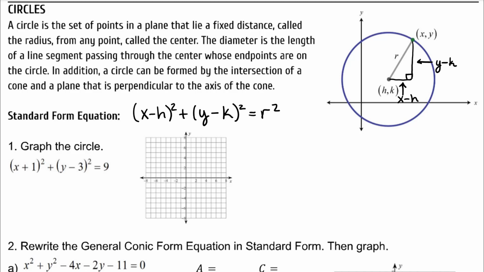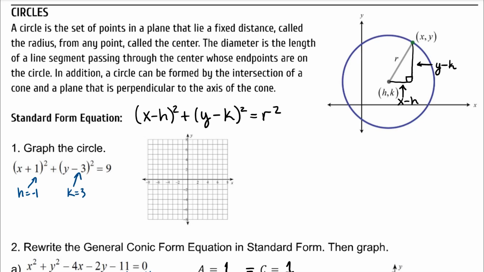Number 1, graph the circle. h is equal to -1, k is equal to 3, and r squared is 9. So the center is at (-1, 3) and the radius is 3. Graph the center and then graph 4 points: 1 at 3 units above the center, 1 at 3 units to the right, 1 at 3 units down, and 1 at 3 units to the left. And complete the circle.